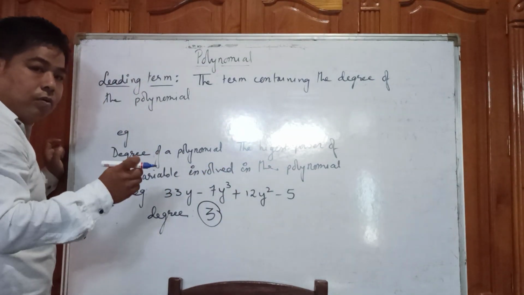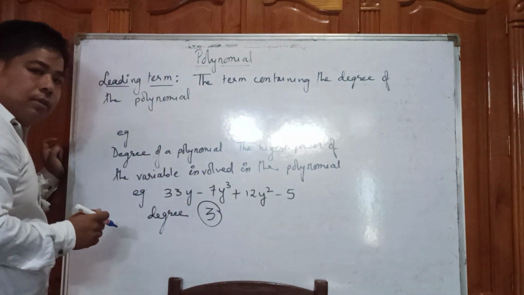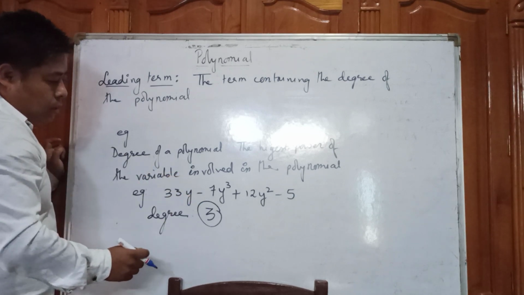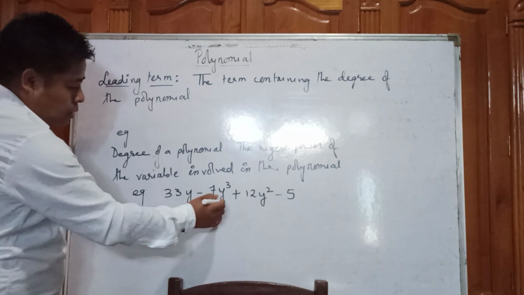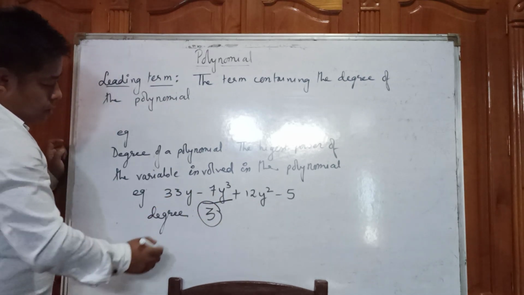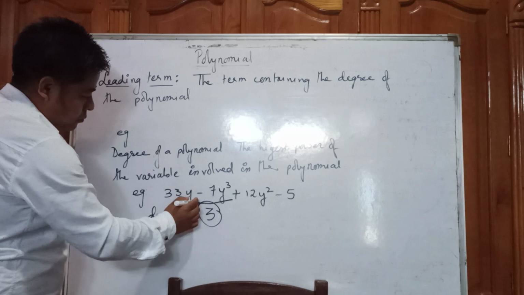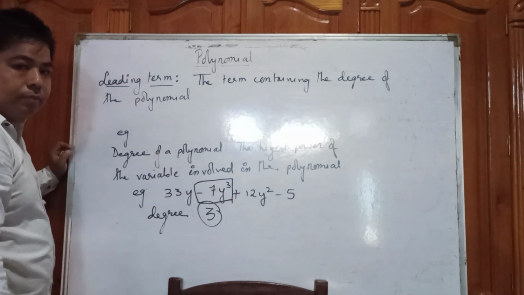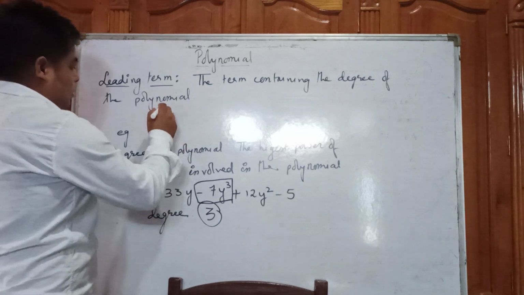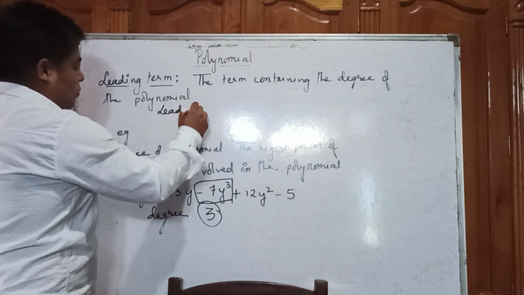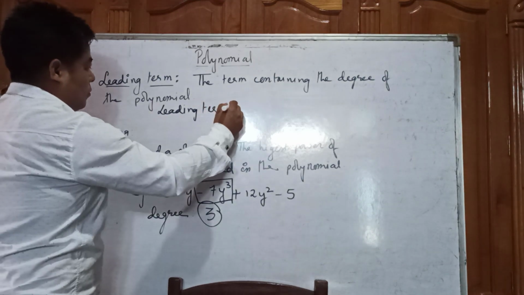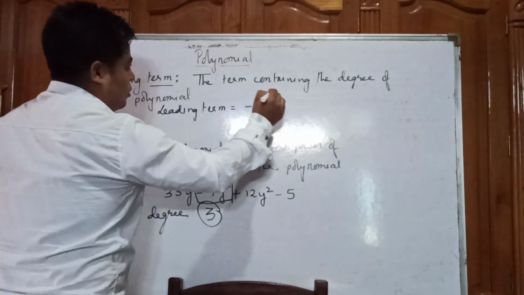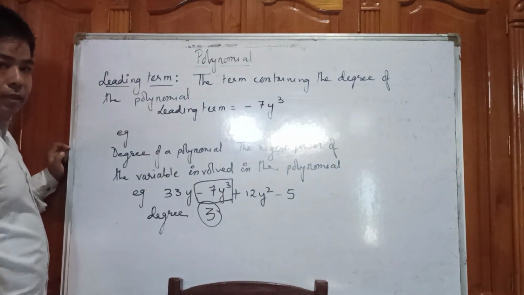That means the highest power of the variable involved in this polynomial is 3. So in which term does the highest power 3 occur? It occurs in the second term. Therefore this whole second term is what we call the leading term. That is, minus 7y cubed. It is the leading term.